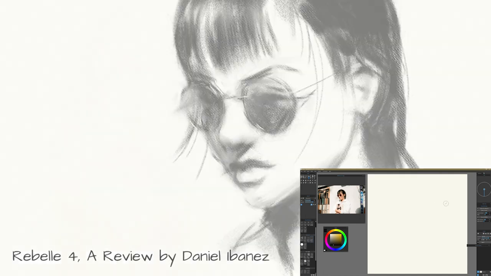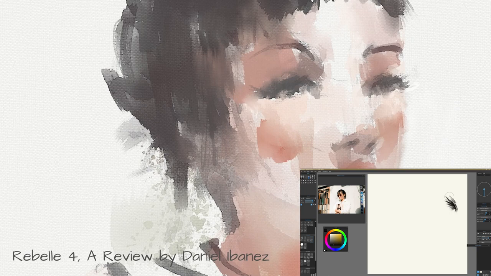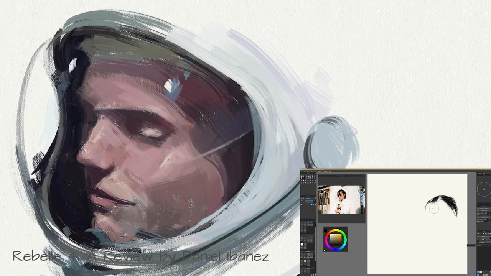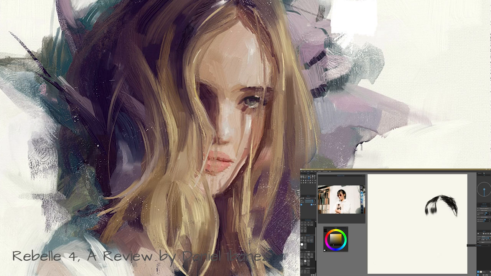Lifelike and beautiful charcoals, liquid, flowing, realistic watercolors, inks that pool and drip, pencils that work like real pencils, acrylics that flow and mix like real acrylics, watercolor and oil that are almost unrivaled in anything out there. This is my review of Rebelle 4, a software package that has blown me away.